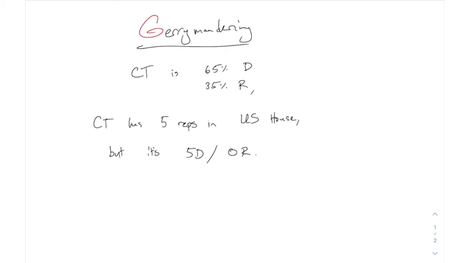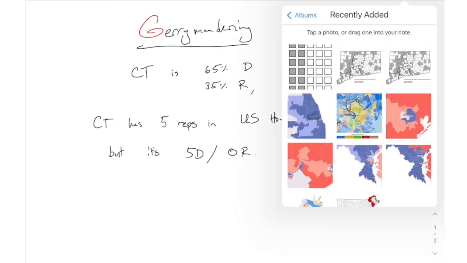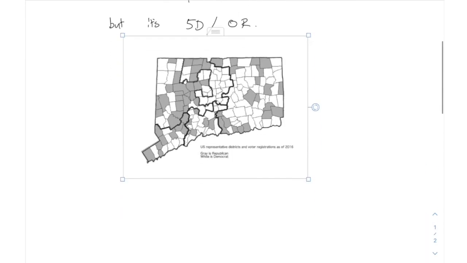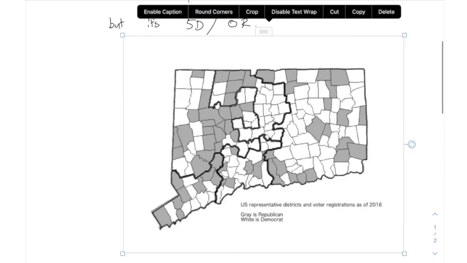The state is divided into 5 geographical districts, and each district elects their own representative. And let's look at this handout. Now, there's 2 sides here. One is like the real districts, and one is a fictional version that I made up. So these are the real ones. I hope everybody can see all right.